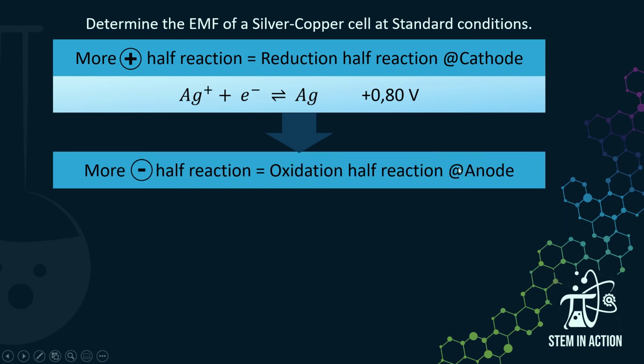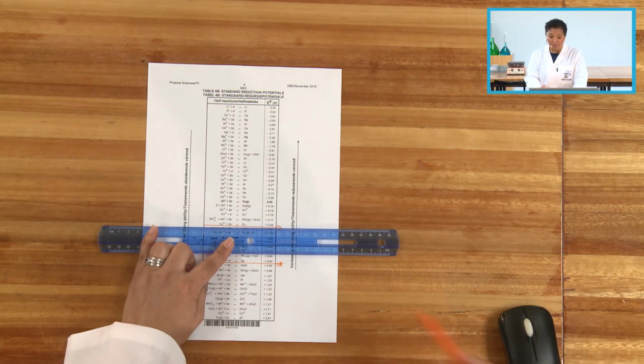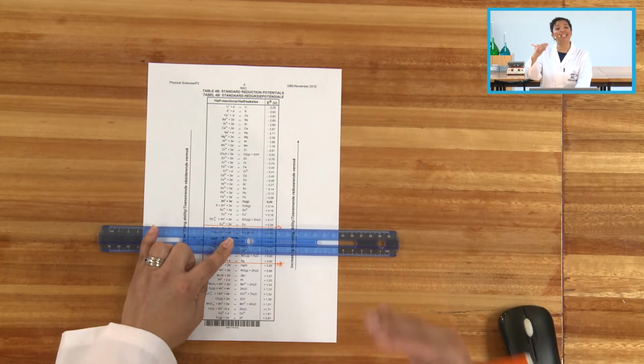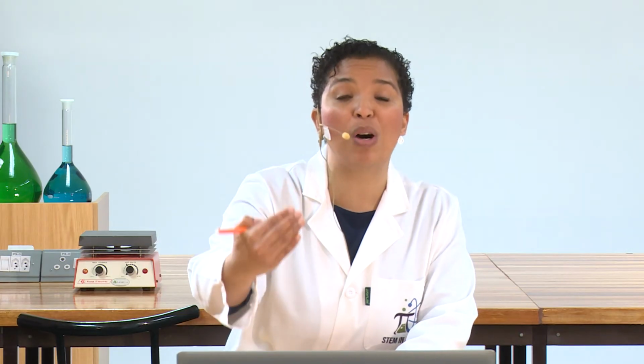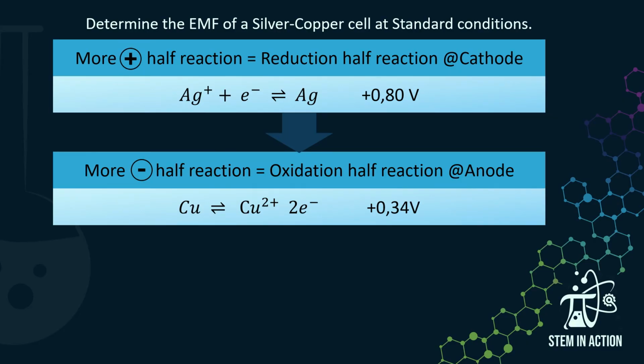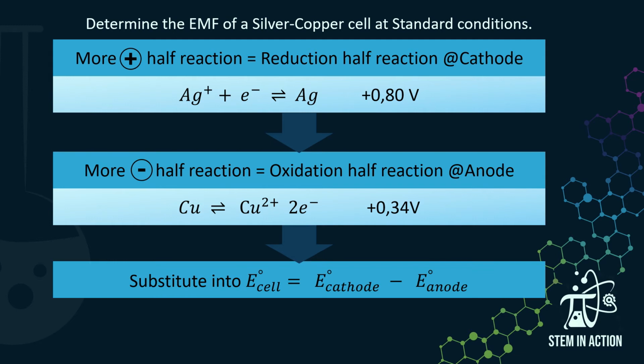Step 2. The more negative half reaction is your oxidation half reaction. And you don't even have to identify that one. It will be the leftover one over there. So this is a very good example. It says the more negative one. That E naught value is not negative, but it is definitely more negative in comparison to positive 0.80. All right, grade 12s. So if we now go and write that down, that half reaction is copper forming copper 2 plus and losing 2 electrons, E naught positive 0.34 volts.